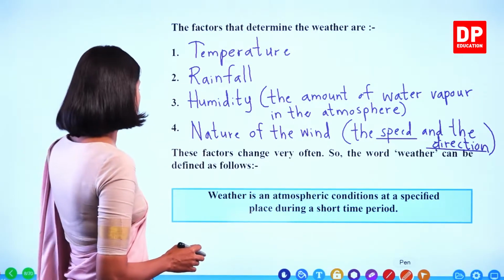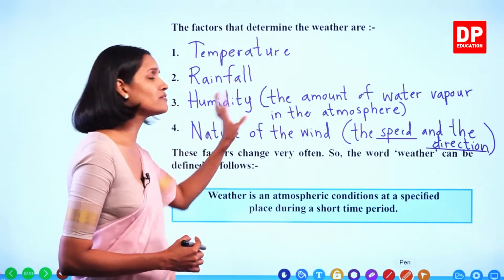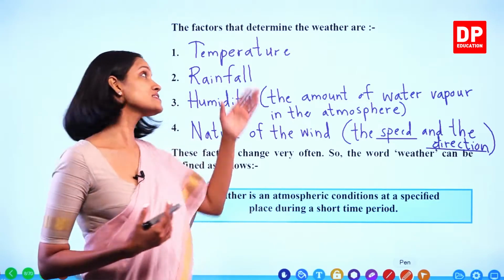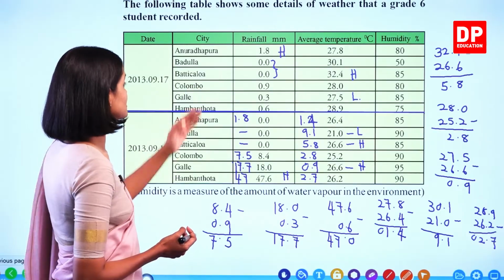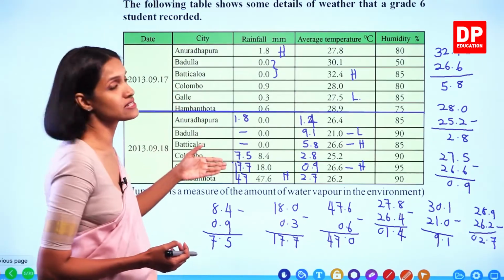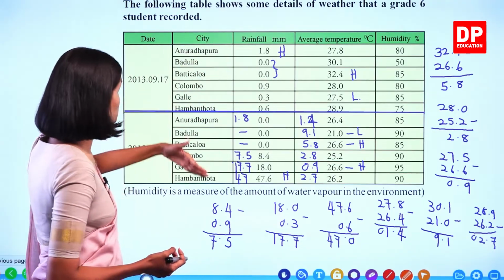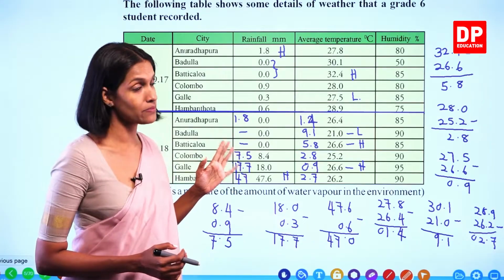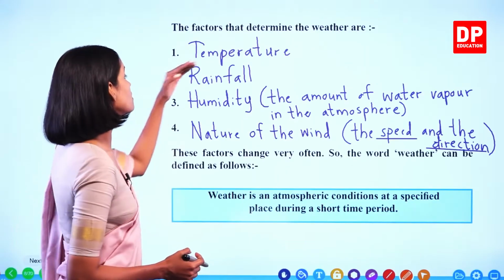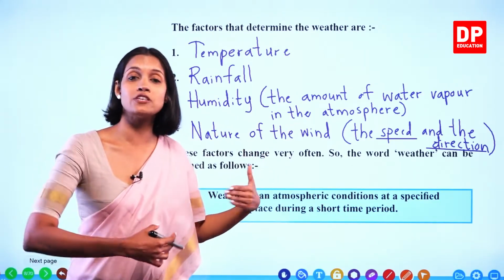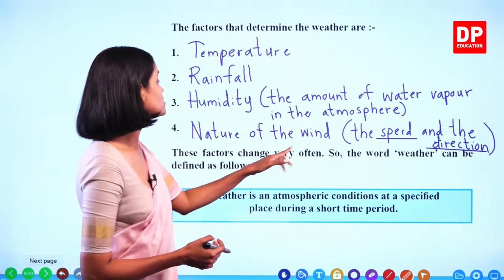Okay? Right. These factors change very often. As I told you all, they don't remain the same because of many reasons. We observed it very clearly in this table. See, when we consider 6 different cities, the temperature, rainfall, humidity, they change. Between 2 days, they change. They're not the same. Okay? So these are not constant values. They always change based on the place, and based on other environmental factors also. Okay? So, these factors change very often.